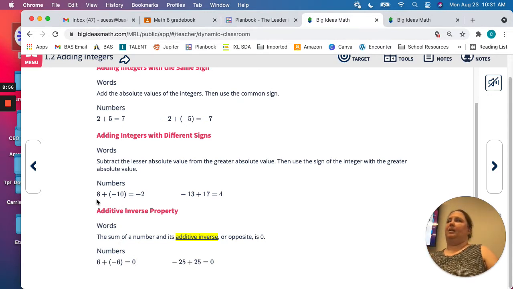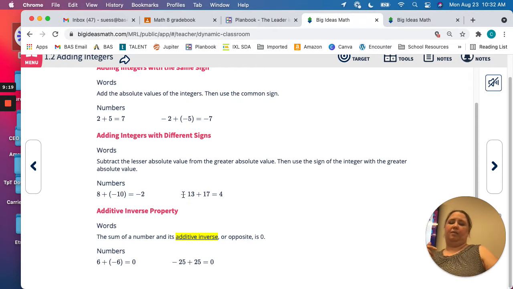If I'm adding a positive and a negative, the bigger number is going to win the sign. Okay? So in this case, which one is the bigger number, the 8 or the 10? 10. So my answer is going to be negative because the negative number was bigger. Does that make sense? Yeah. And then you just do subtraction. 10 minus 8 is 2.